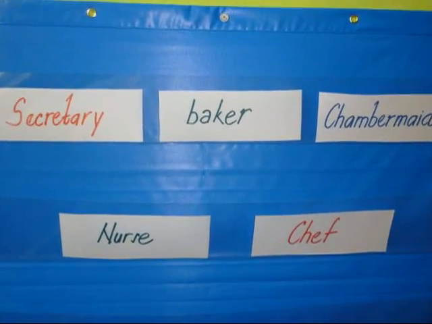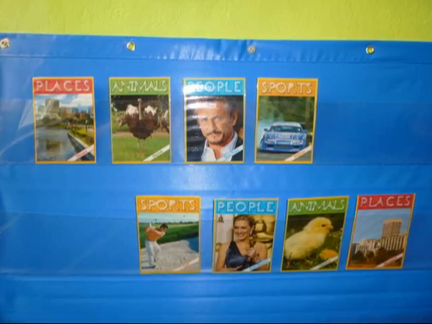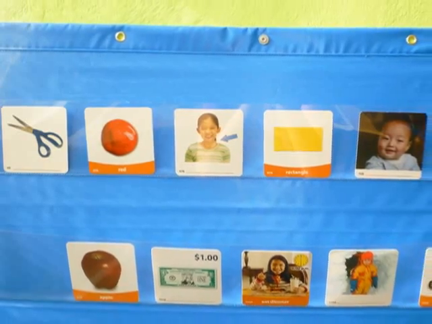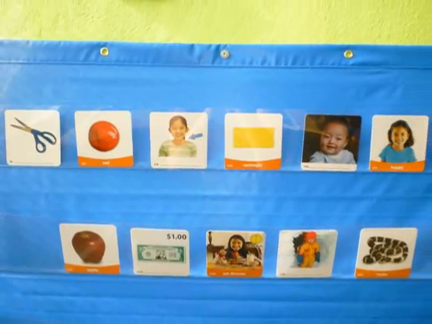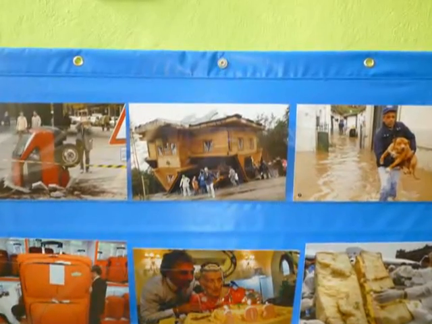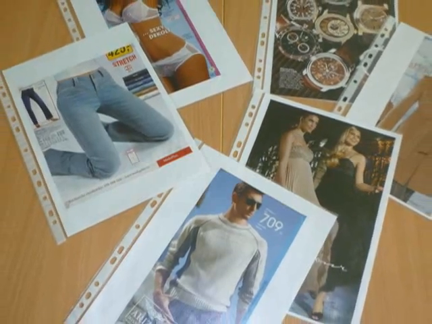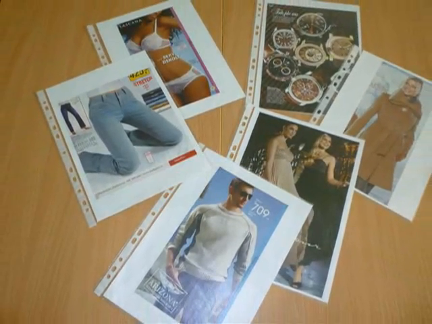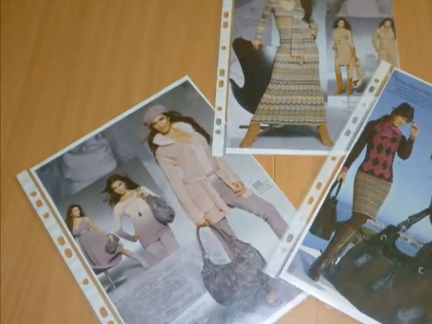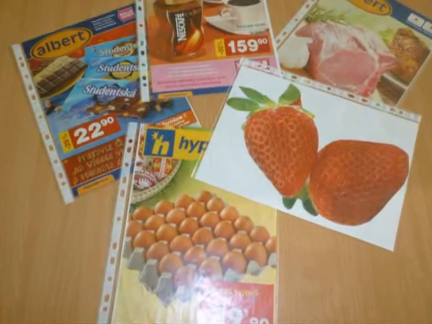You can also write the words only, or cut and laminate magazine pictures, buy vocabulary sets and photos for speaking activities. Alternatively, you can collect magazine pictures, such as clothes, food, and so on.